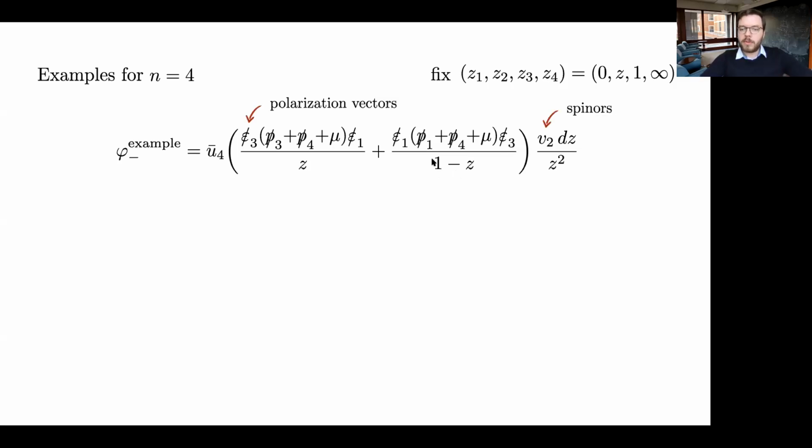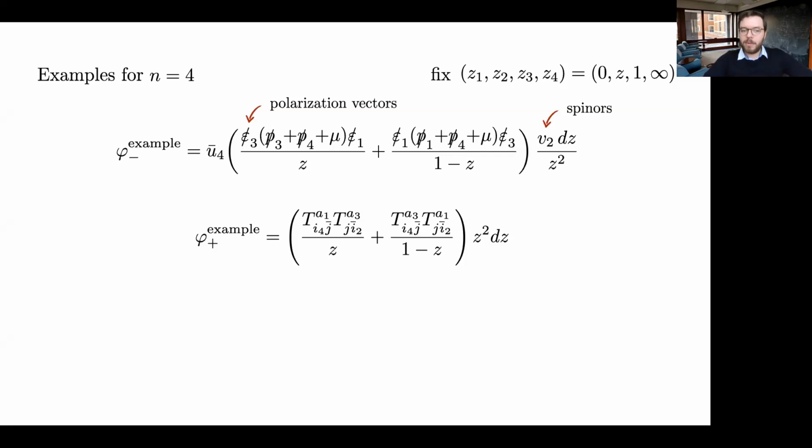And in the numerators, it features some spinors and polarization vectors. So you might already see where this is going. Another example of a differential form would be something similar, which has poles at 1 and infinity, and then in the numerators, it has color matrices. Now, what we'd like to come up with is some way of pairing up these two forms to get numbers.